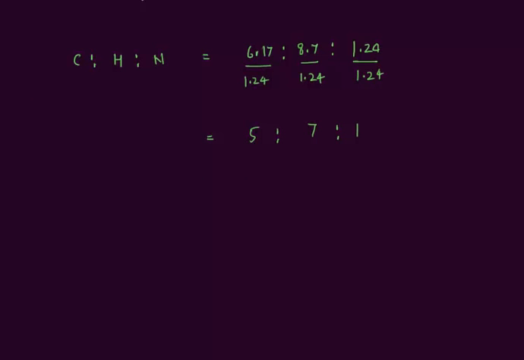Then here you can see that the number of different atoms are shown here. There are 5 carbon atoms, there are 7 hydrogen atoms and 1 nitrogen atom present in nicotine compound. The empirical formula of nicotine compound is C5H7N, and there is only 1 nitrogen atom.